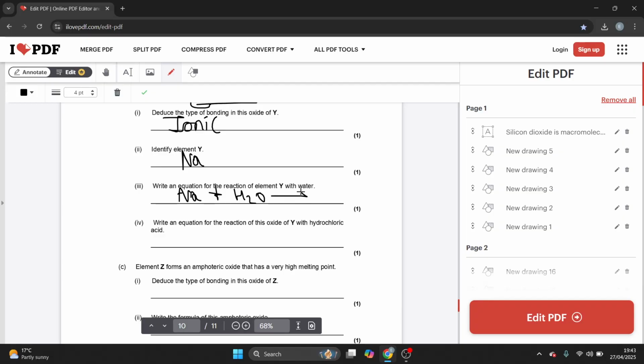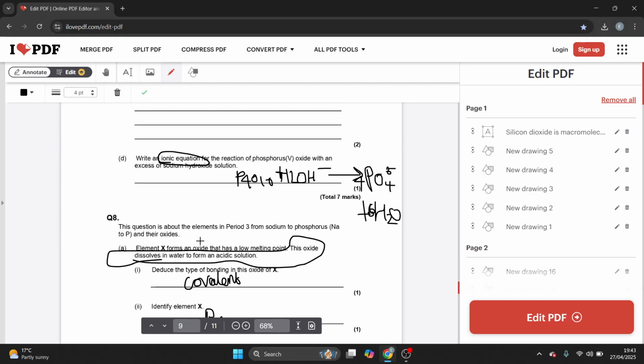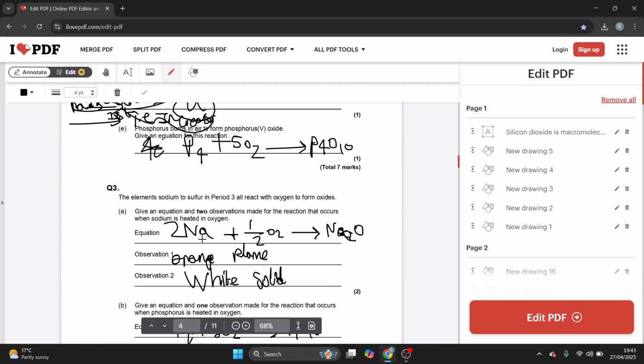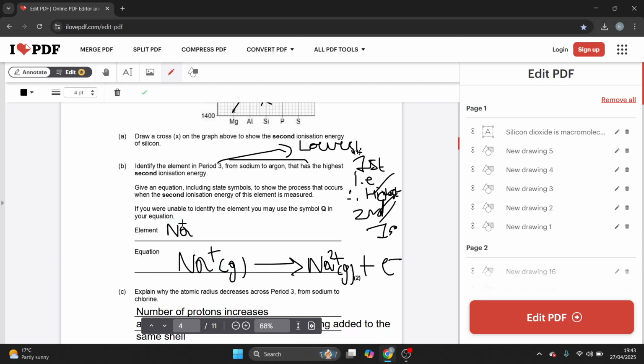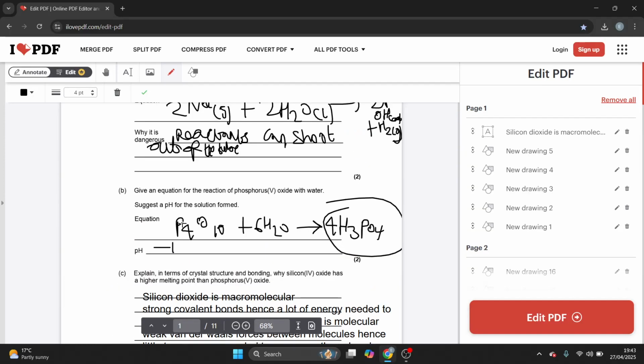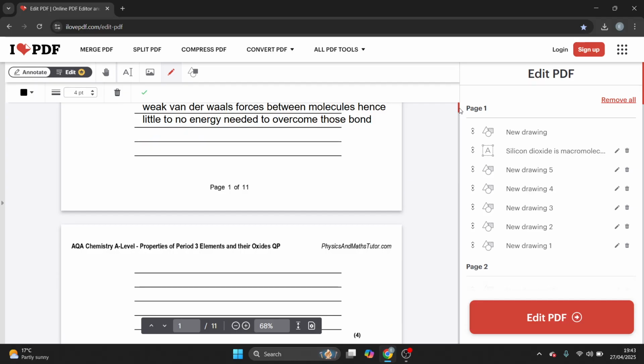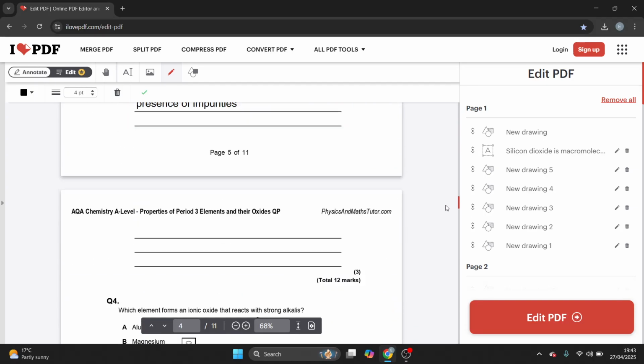And then sodium with water: Na plus H2O to form 2Na plus 2H2O to form 2NaOH plus H2. And if I scroll up, let me take you a bit up. There we go, same exact equation: 2Na plus 2H2O, 2NaOH aqueous plus H2 gaseous.